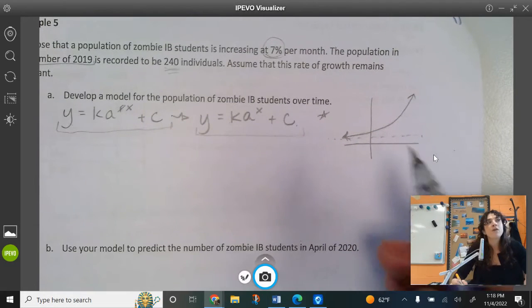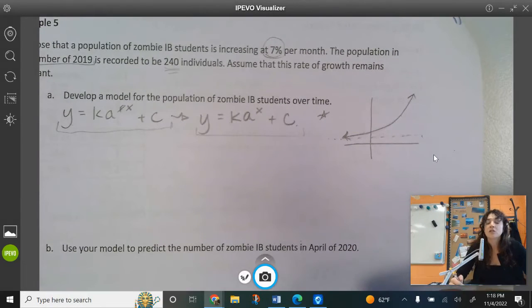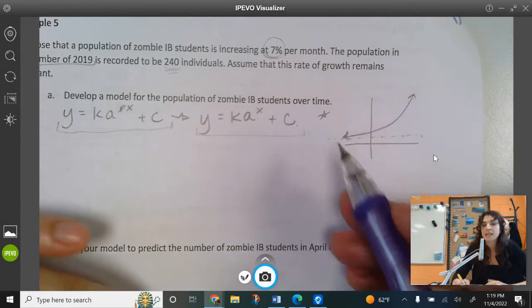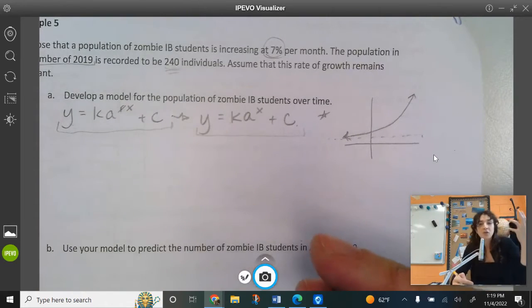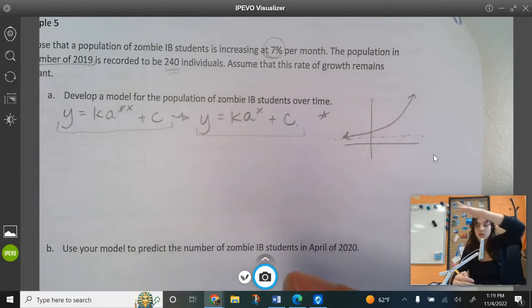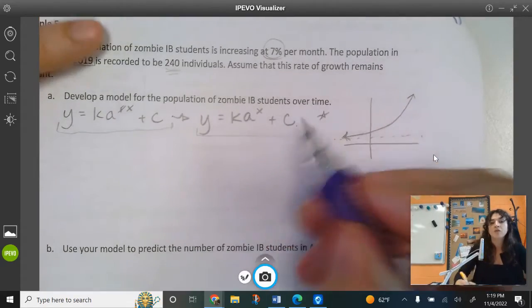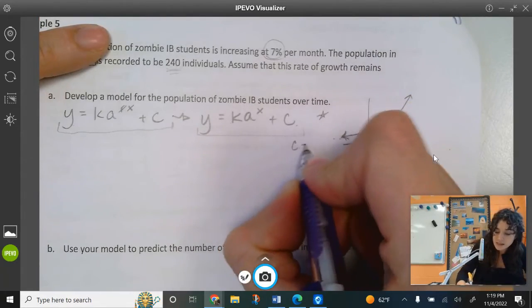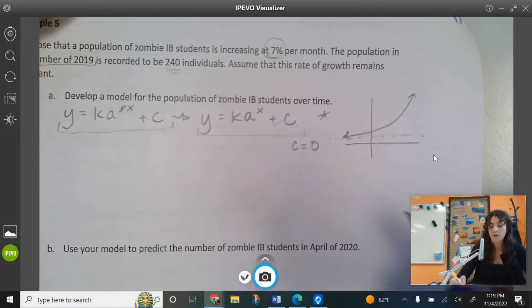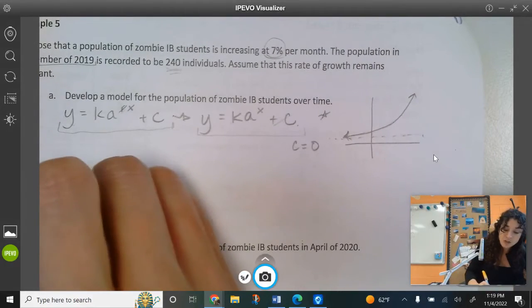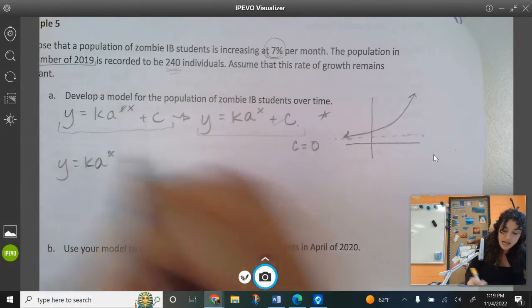I would never have less than 0 students. I would never even start with 0, right? It always starts with at least 1. So it's infinitely approaching 0 to the left-hand side, but we know with growth, we don't really care about that because it's actually just growing and going and going and going. There's no stopping this growth. So it actually means that C is equal to 0. Oh, awesome. Okay, so there's not even a C. So now it's just y equals k(a) to the x.